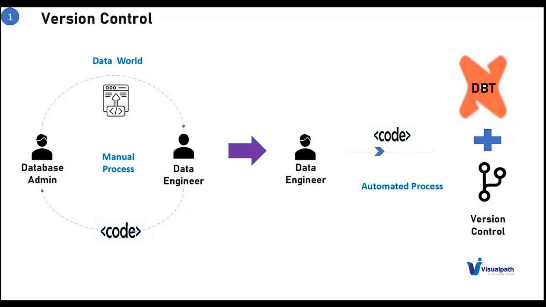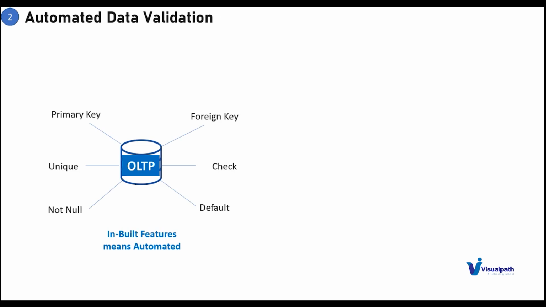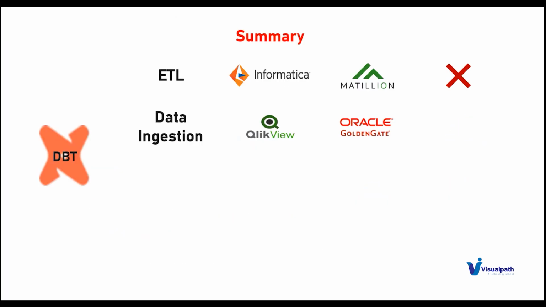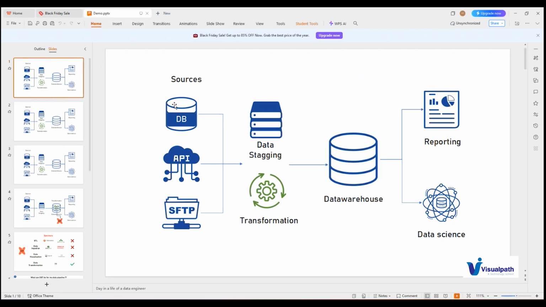The second thing is you can do automated data validation. What is this automated data validation? For example, take an OLTP database. By the way, does anyone know what an OLTP database is? Where do we use it? What is the full form of OLTP? Transaction processing, right? In my initial diagram, where we covered the sources part, generally the OLTP databases will be sitting here.